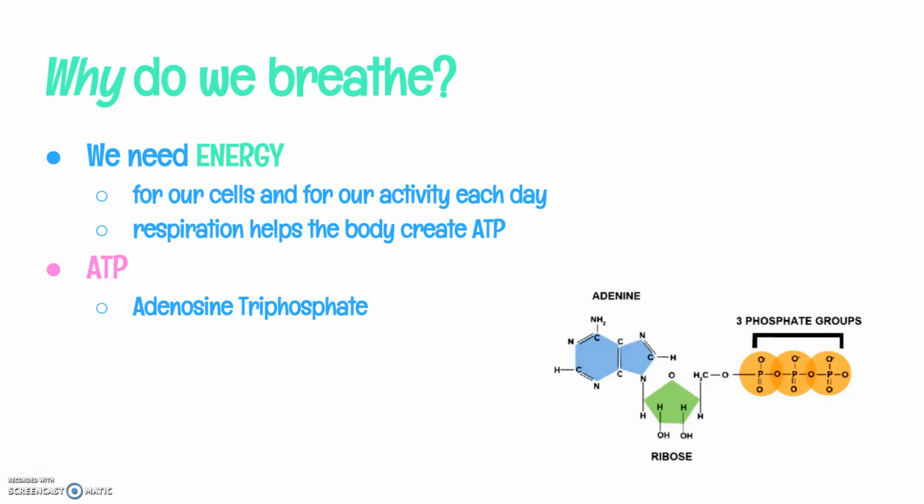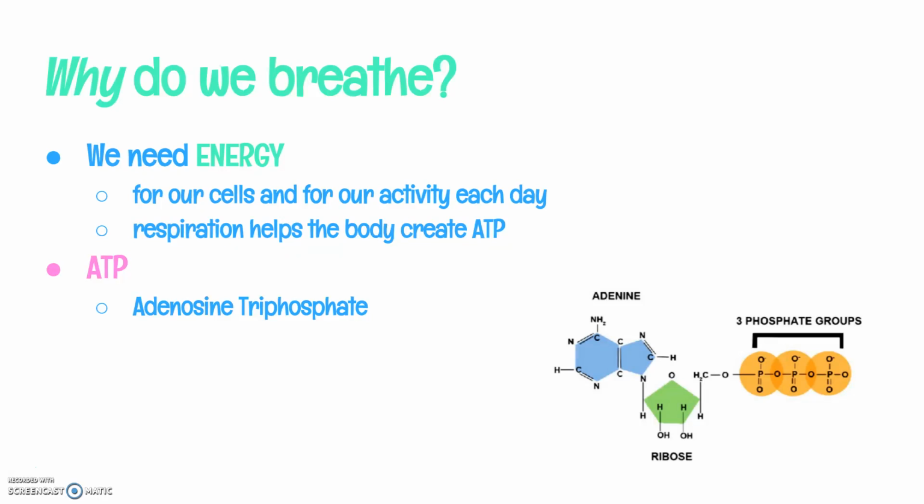So before we go into the whole process, it's good to think about the reasoning behind breathing in oxygen and how that actually helps our body. At the end of the day, we really need energy for our cells and how they function, and for our activity each day. So when we go through cellular respiration, that helps the body create ATP, and oxygen is a major component in aerobic respiration to help make ATP and energy. Some processes don't need oxygen, such as anaerobic respiration, but today we're mostly going to focus on aerobic respiration.